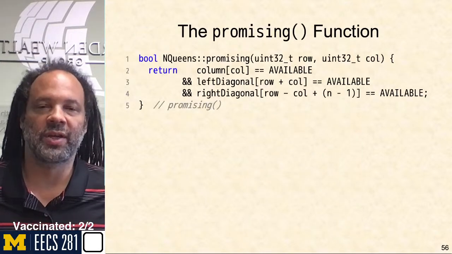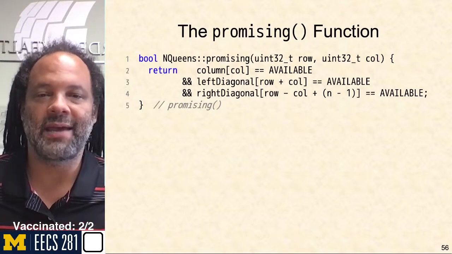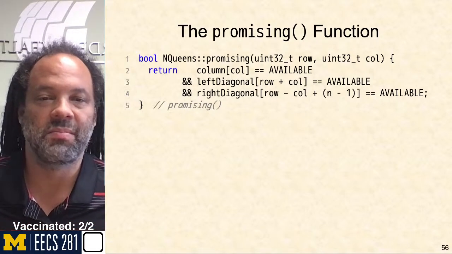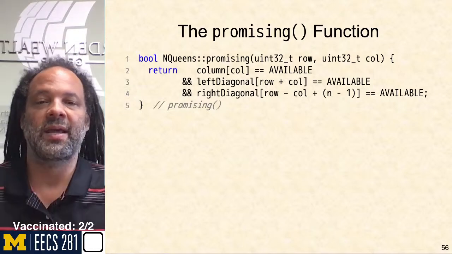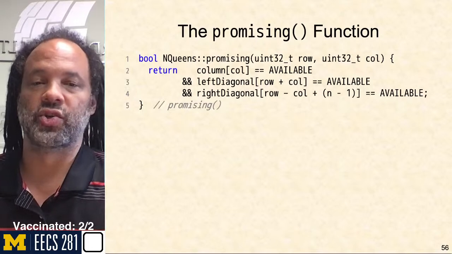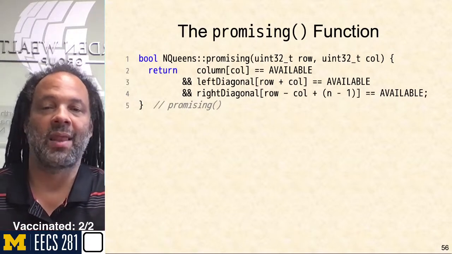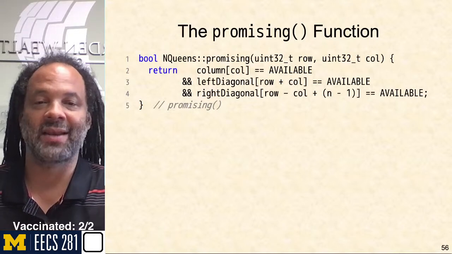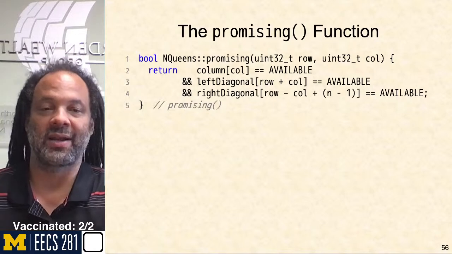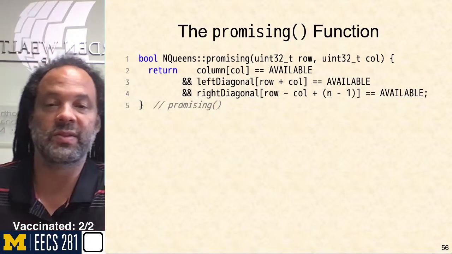Here's my promising function then. All I do is I take a row and col and say, if that column is available, possibly, but if that column is not available, definitely not. And available has just been defined here as true, for those of you trying to figure out how this code works. So if that particular column is available, and that diagonal is available, and the other diagonal is available, then it's a promising placement. And that's how simple this promising is.